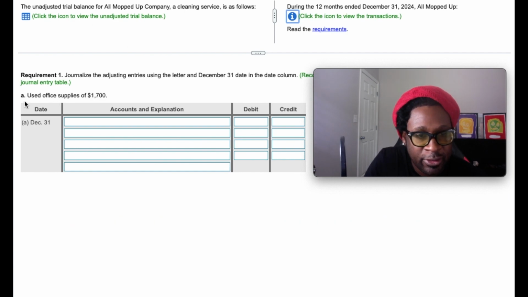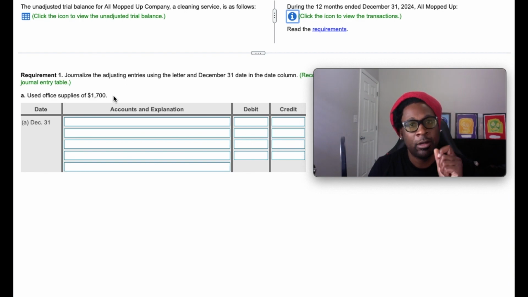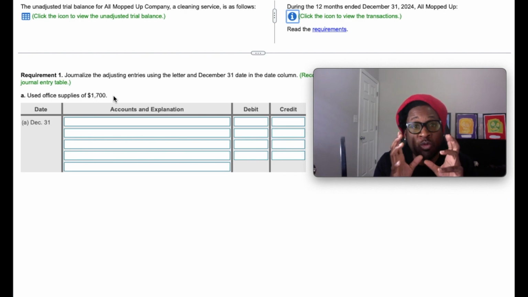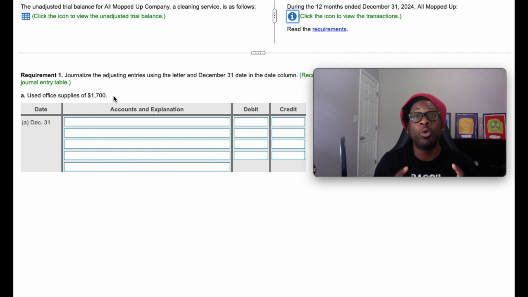So the very first one tells us used office supplies of $1,700. What are the key words? Obviously used and office supplies. Now, based on that keyword used, gang, it is easily identifying that we used up a certain amount of supplies. Now, we know we adjust supplies every time we use them up. Therefore, the keyword used is telling us that the $1,700 will be the amount we're going to adjust by.